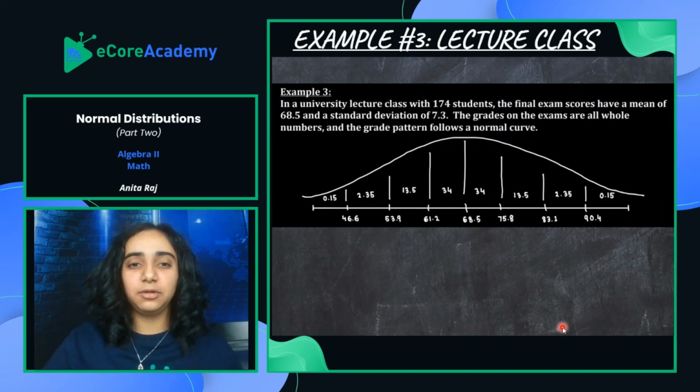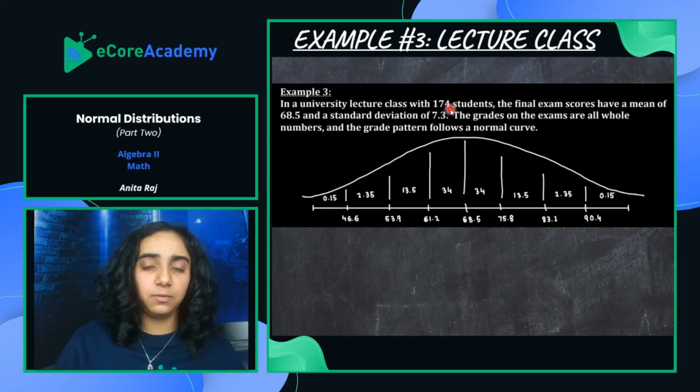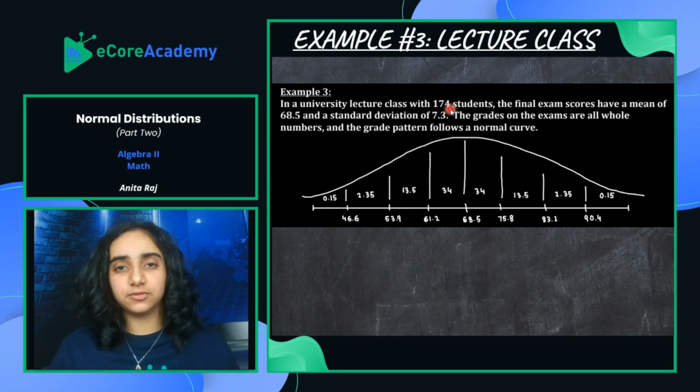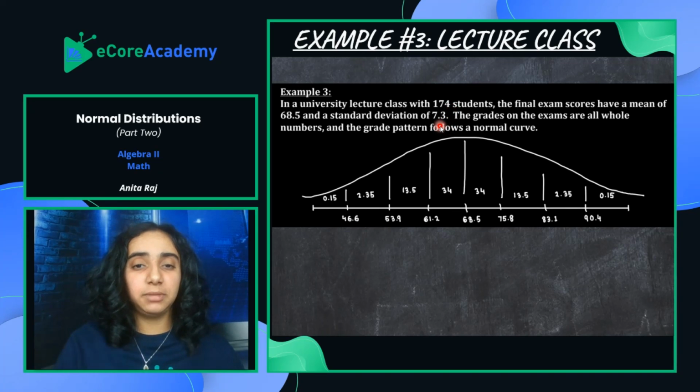So here's the problem. In a university lecture class, there's a total of 174 students. So we're given the total. Unlike the last problem where we were just supposed to assume there were 100 responses, in this we're actually told that there are 174 students. Now we're told that the final exam scores have a mean of 68.5 and a standard deviation of 7.3. So the mean is 68.5. That's why you see the number line here, and 68.5 is right in the middle because it's the mean, and a standard deviation of 7.3.